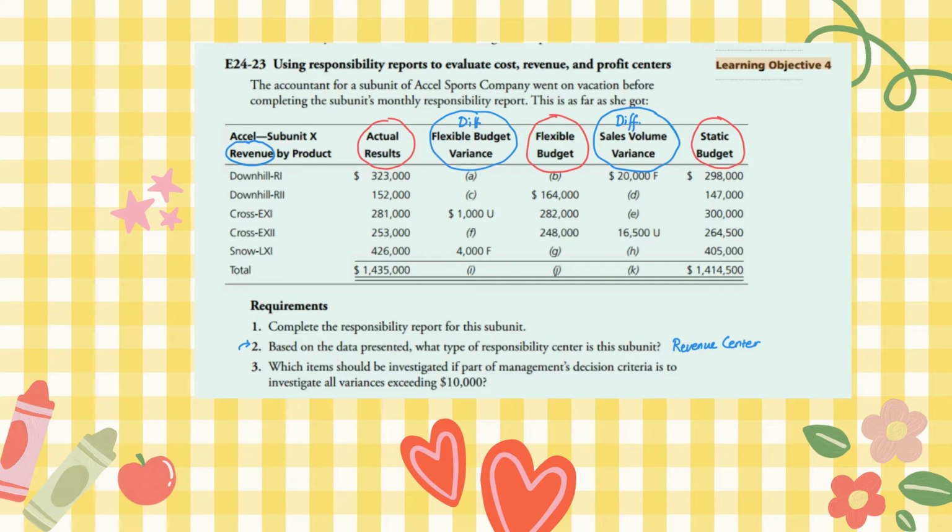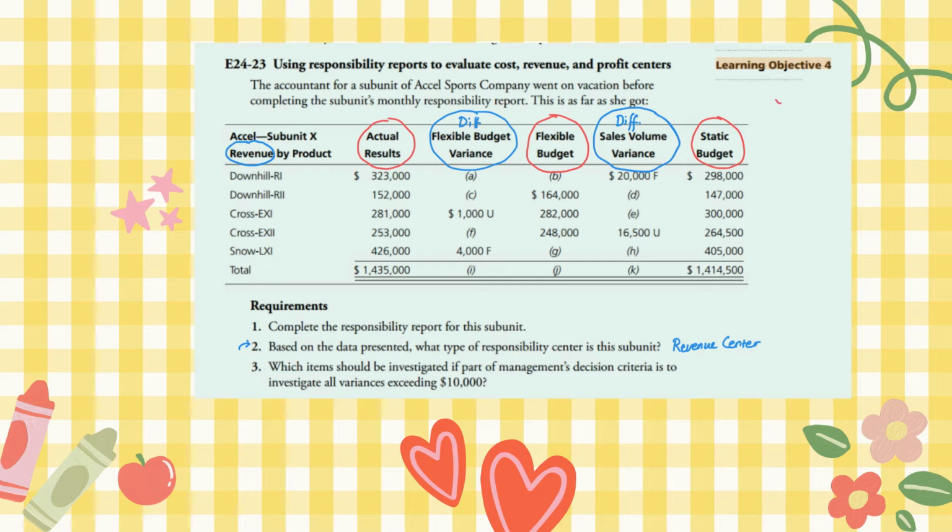So for the first one, actual results is 323,000. Then the variance is missing, the flexible budget is missing, the sales volume variance is given, and the static budget is given. So I cannot solve A before B. I need to find B first. Now, the difference between B and 298,000 is 20,000 favorable. Again, this is revenue.